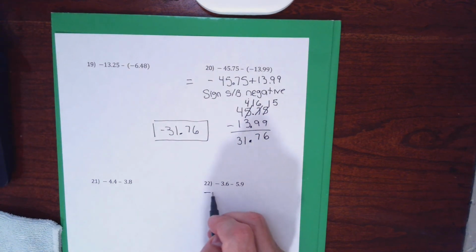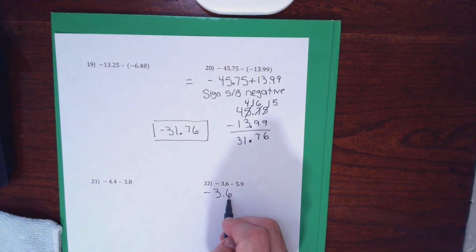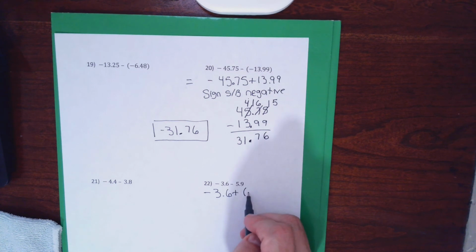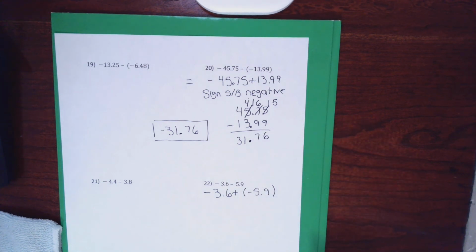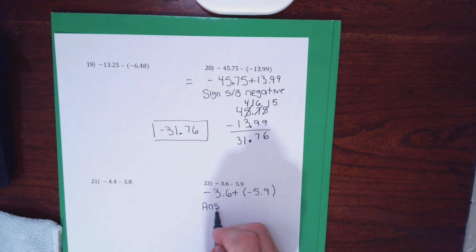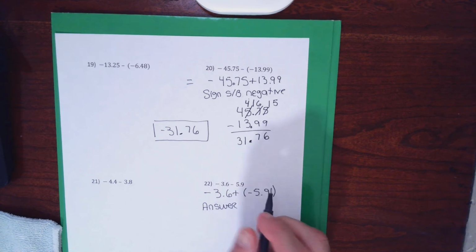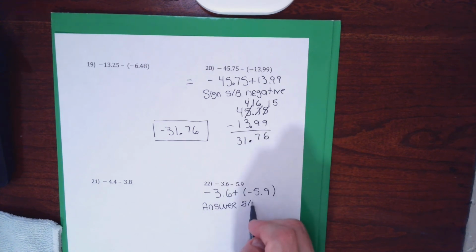For 22, this is really negative 3.6 plus negative 5.9. The nice thing is these both are negative, so I'm going to add the numbers and keep them negative. So my answer again should be negative. I'm not going to include the negatives in my work because again, it just makes it harder to follow.